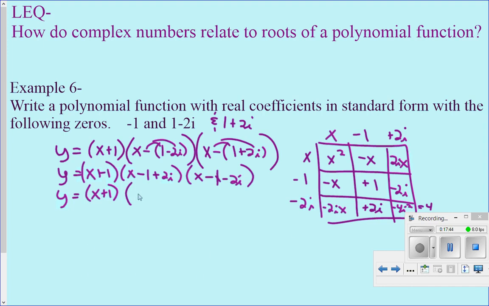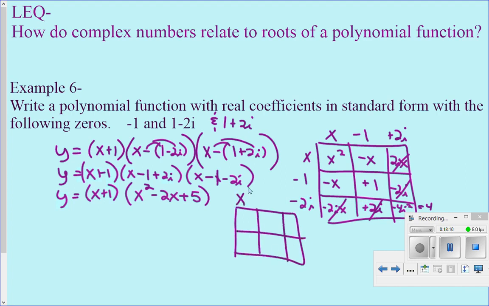X squared is in the front. Negative x plus negative x is negative 2x. 2ix and negative 2ix cancel out. 2i and negative 2i cancel out. And we have a 4 and a 1, which combine to give us 5. And now I just have to do x plus 1 times x squared minus 2x plus 5. So we have x squared minus 2x plus 5 times x plus 1.